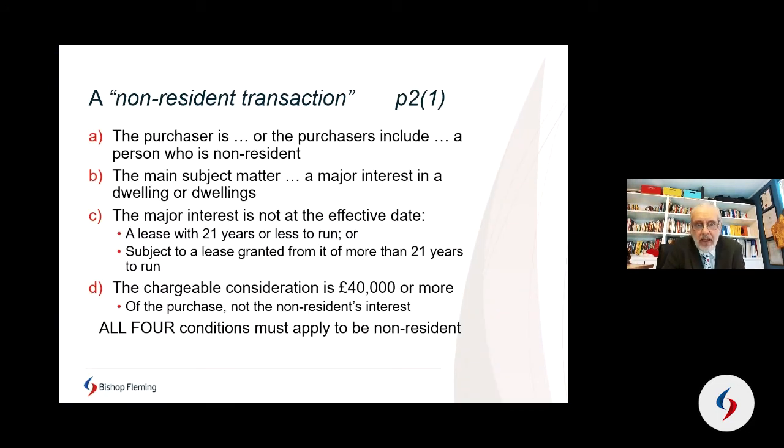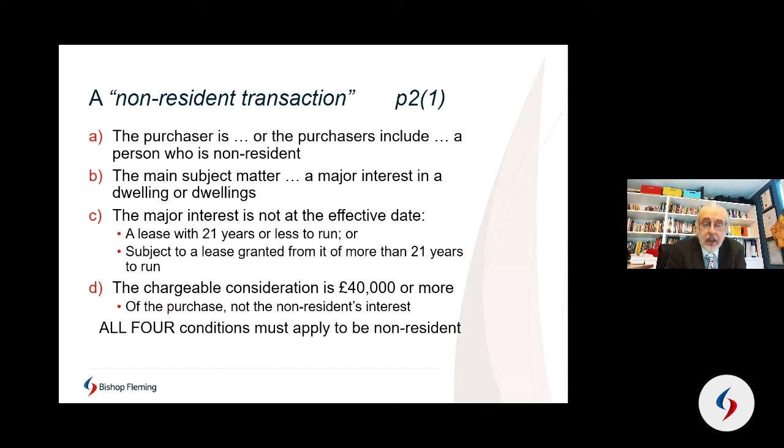So what do we mean by this? What is a non-resident transaction? If we just go back a couple, the rules apply to non-resident transactions. A non-resident transaction is one where all 4 of these conditions apply. Firstly, the purchaser is, or the purchasers include, a person who is non-resident, not resident in the UK. I'll come back to what that actually means in a moment.